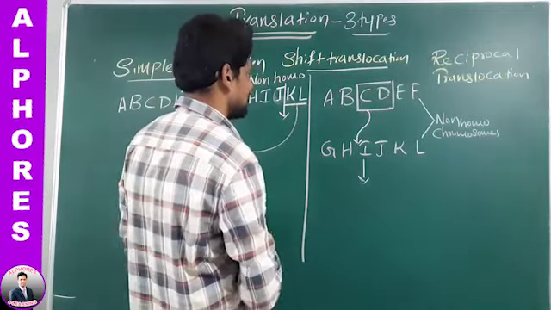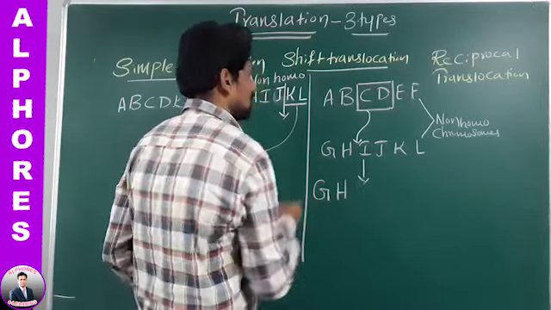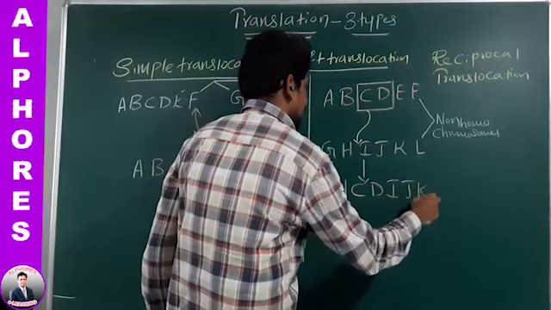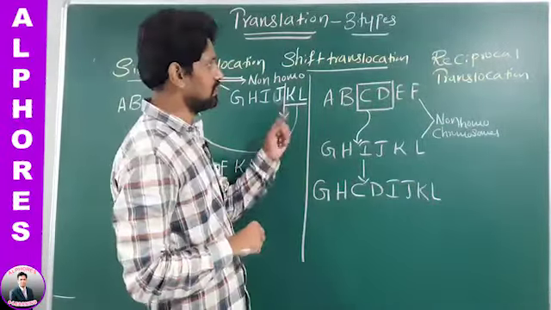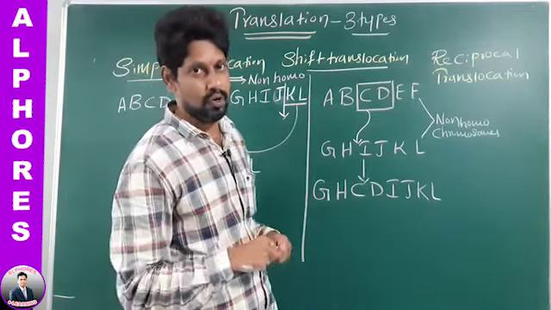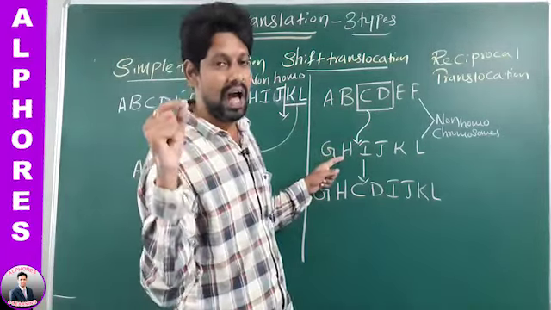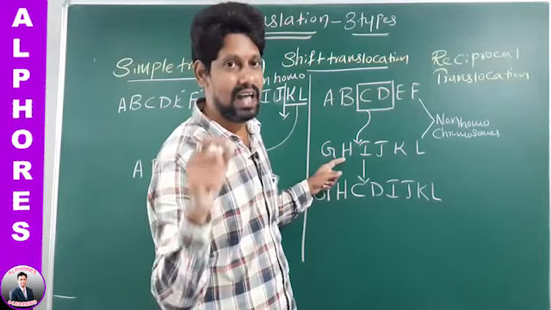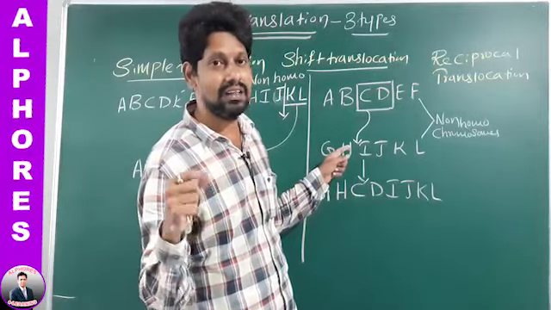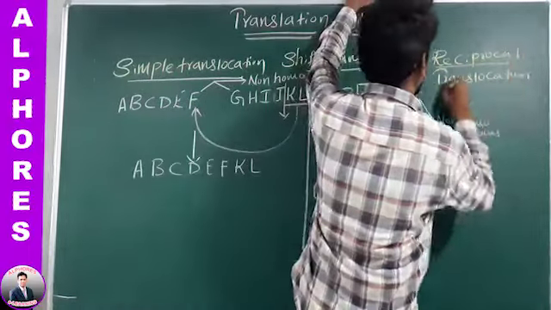Therefore, how will the sequence be, sir? After shift translocation, G, H, C, D, I, J, K, L. Which translocation is this? Shift translocation. Therefore, a segment of chromosome is lost and attached to a non-homologous chromosome at any part other than the ends. This is a shift translocation. Now go for reciprocal translocation.